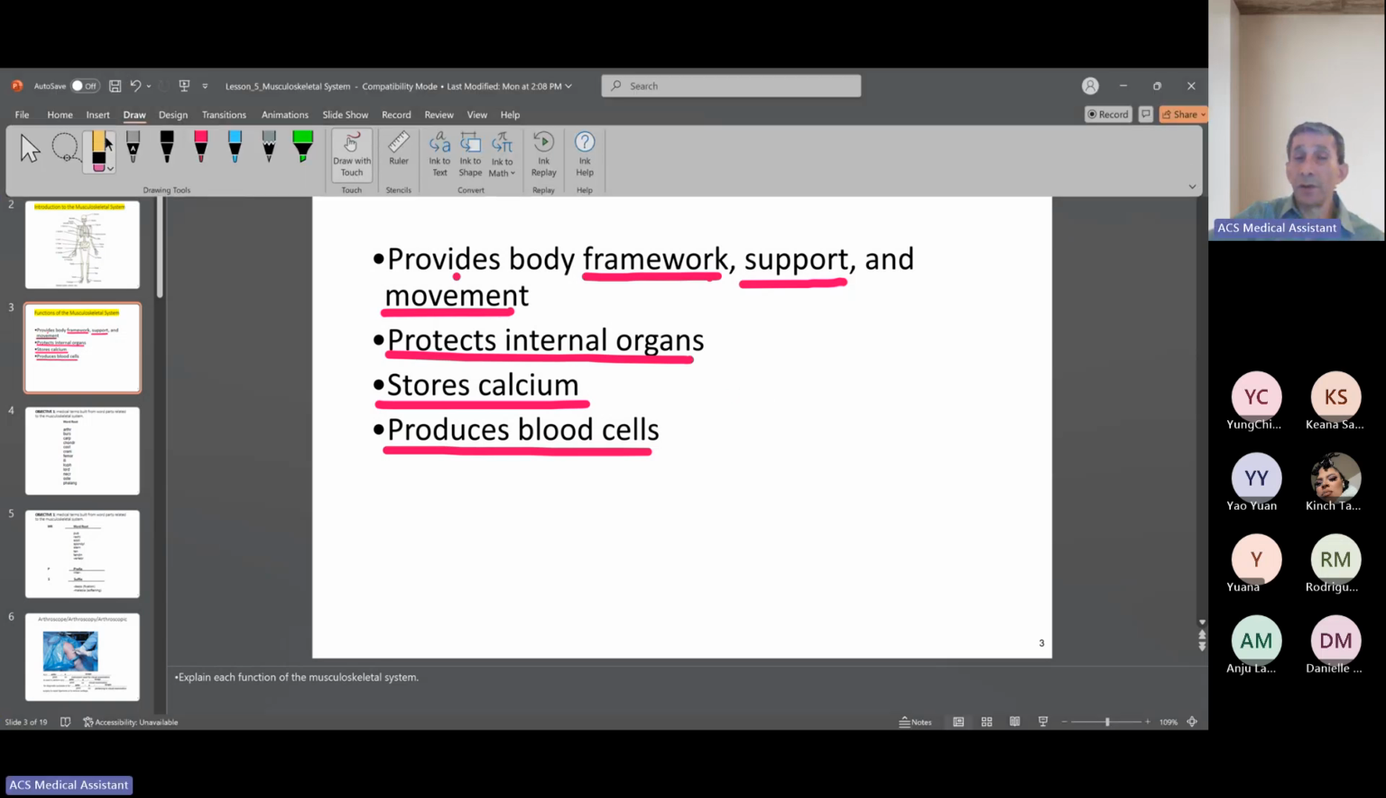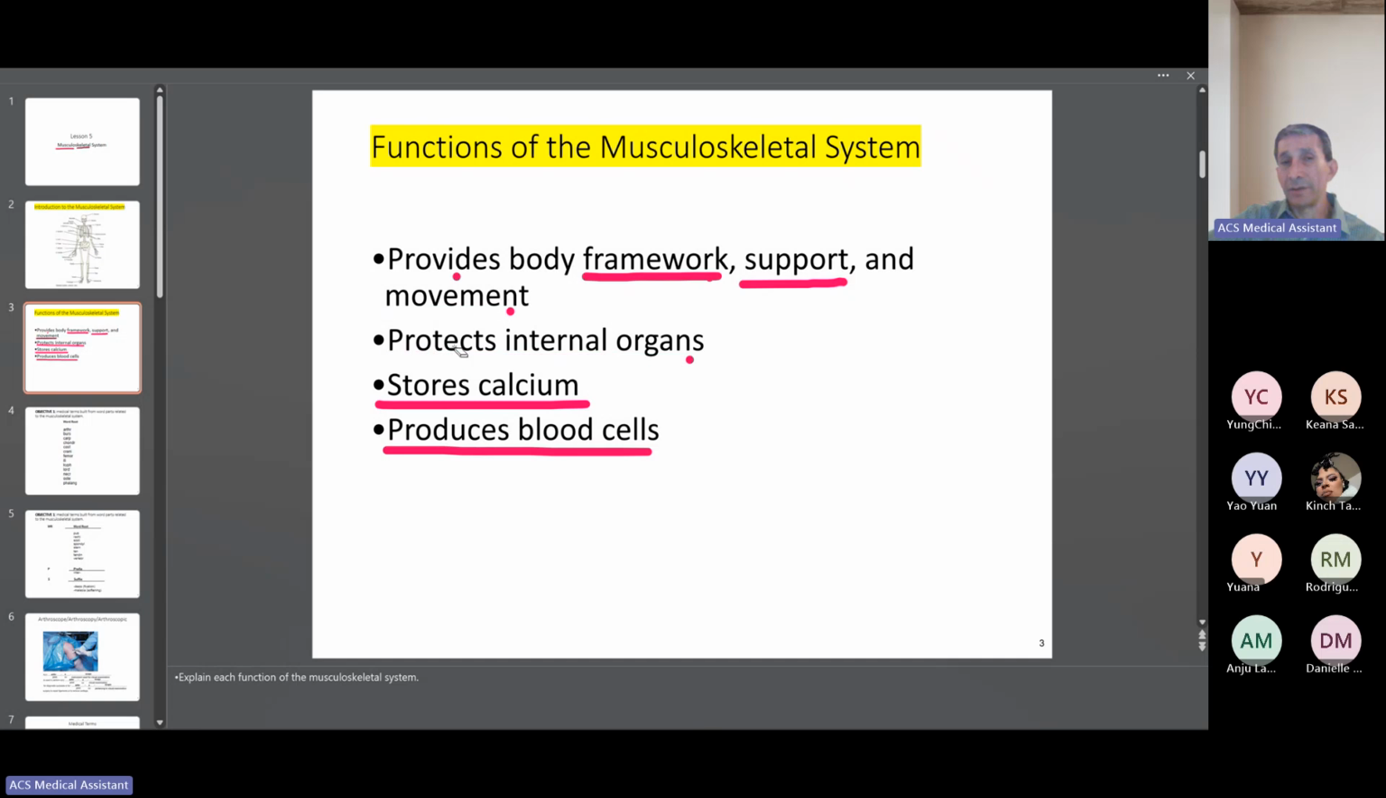So all these functions are very important. Remember, muscles as well as bones protect the internal organs. They do a lot of stuff that benefits our body. So it's a good thing to keep them healthy, in good shape. Other than that, we're gonna develop medical conditions.